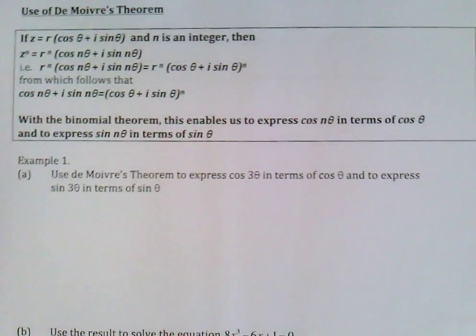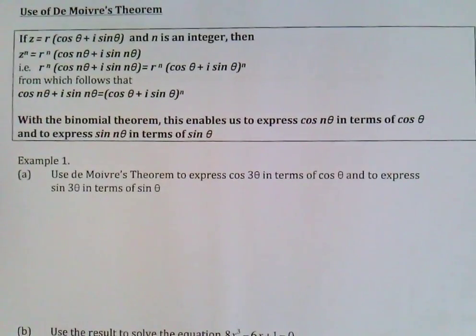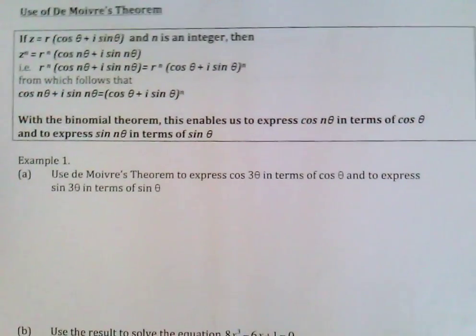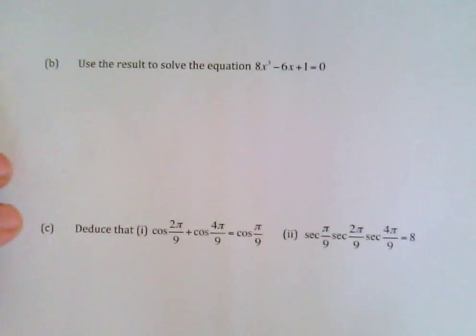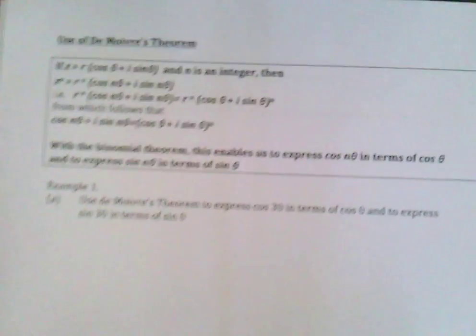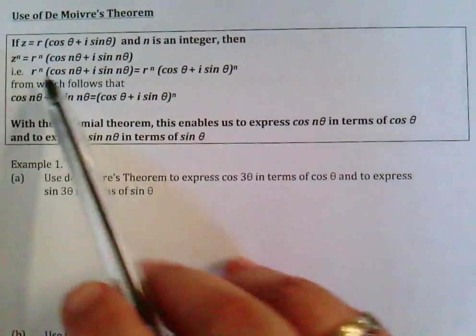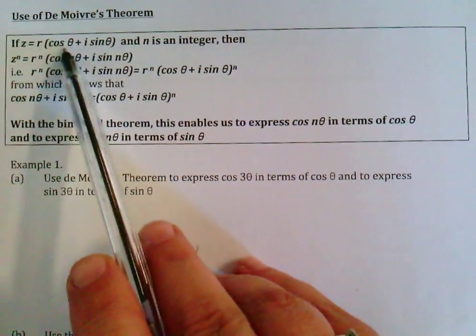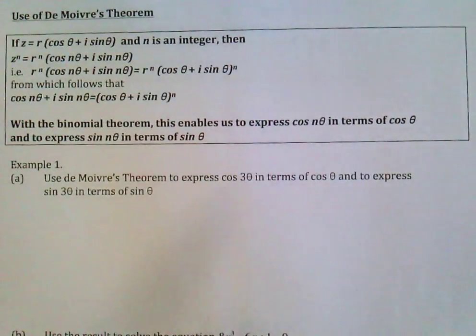Okay, we're still looking at theory for exercise 3.4, and we're looking at the use of De Moivre's theorem in solving equations and deducing any of these sort of trigonometric results, which involve sums and roots of equations. Okay, so remembering De Moivre's theorem, if z equals r, remember this is cis theta, so cos theta plus i sine theta is just cis theta.